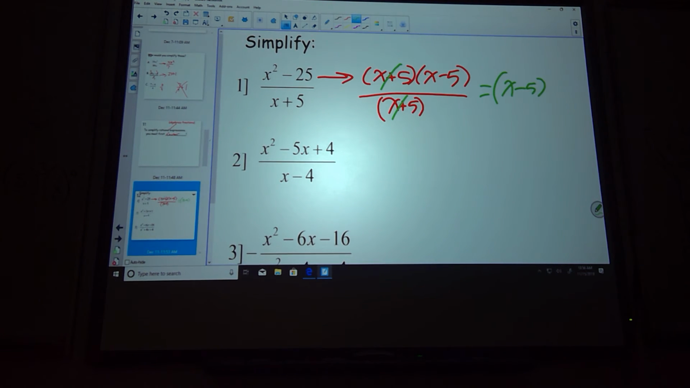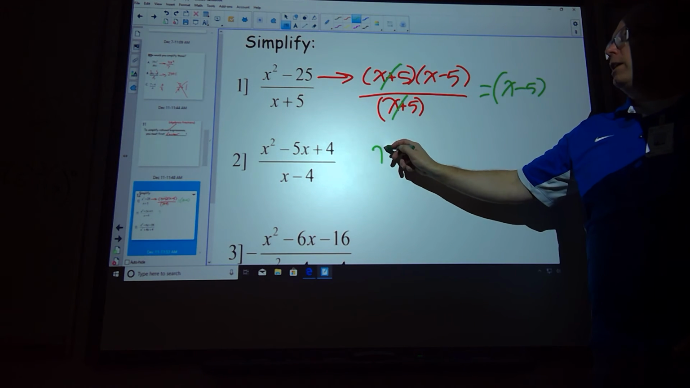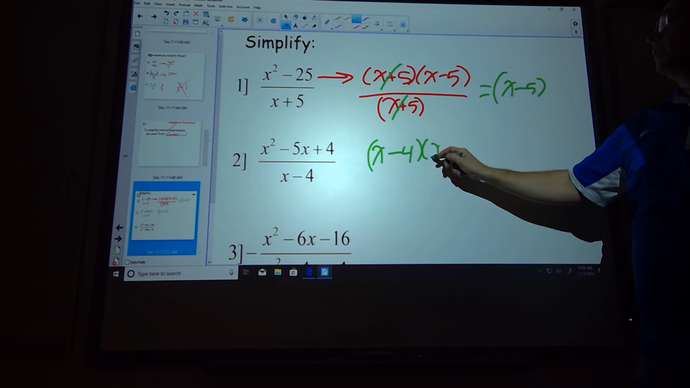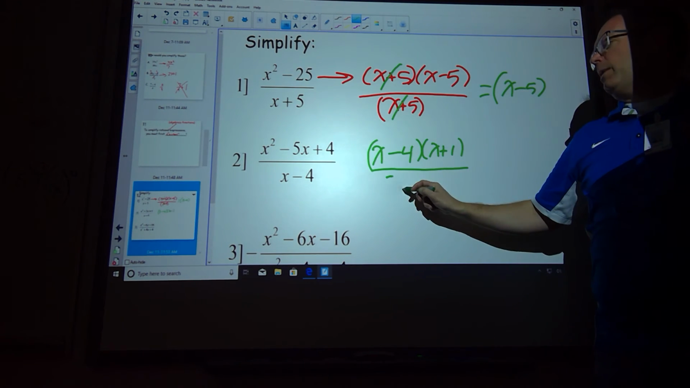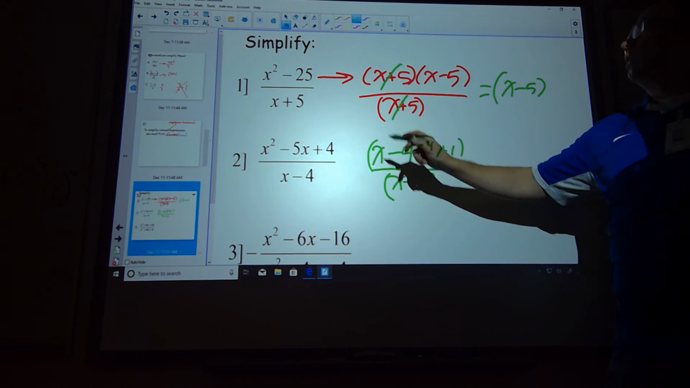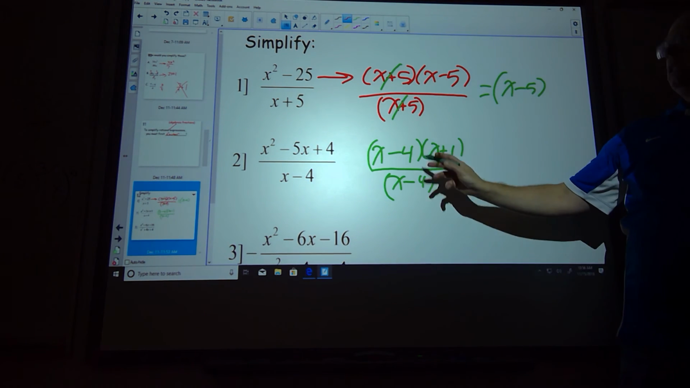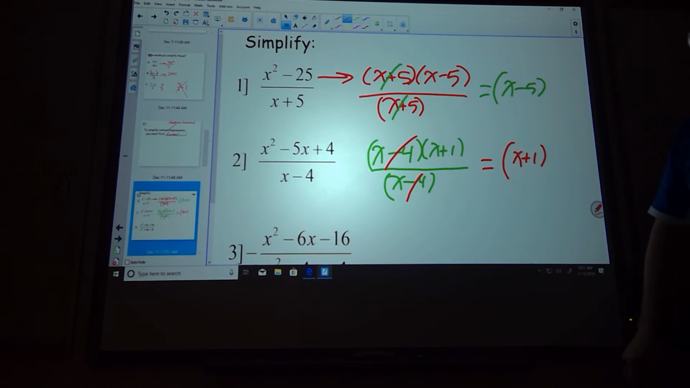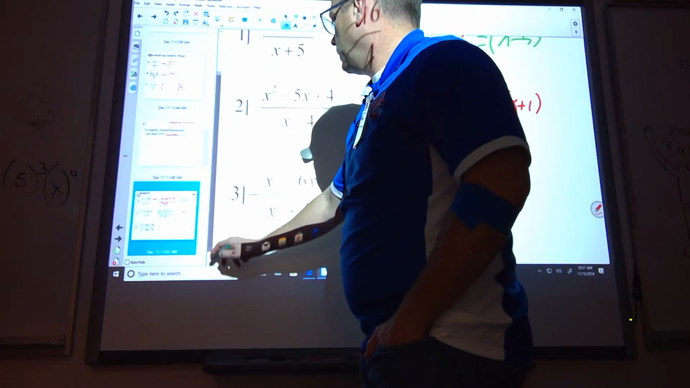All right? If I factor this one, x minus 4, x plus 1. And on bottom I have x minus 4. I'll put that in parentheses. What cancels? Good. Seem okay? Almost done. Last one.